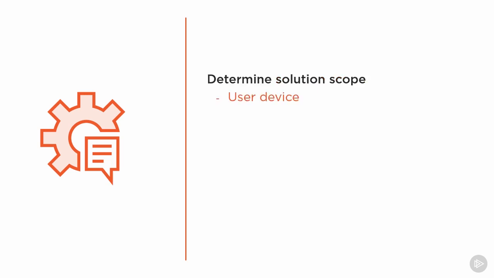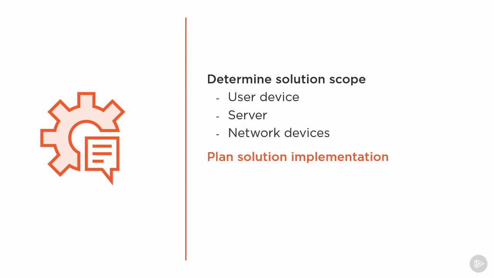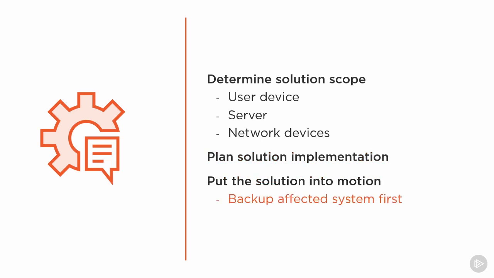We then have to think about the solution scope. Now that's related to the scale. We're talking about one device here for a user or many devices? And what type of device? Are they smartphones? Are they laptops? Are they desktops? Or, of course, are they servers? Are there network devices that we need to apply the fix to if that's actually where the problem lies? That could come in the form of modifying the configuration or hardening a network device, or even applying firmware updates. So when we plan the solution implementation and put it into motion, we have to remember to back up the system. Now again, that's data and configuration.